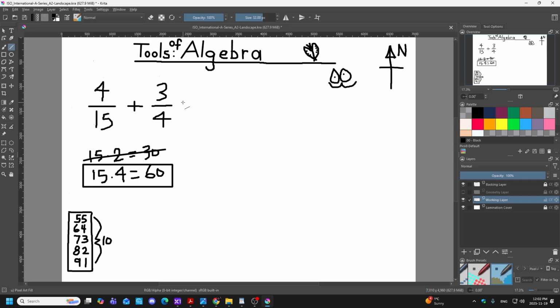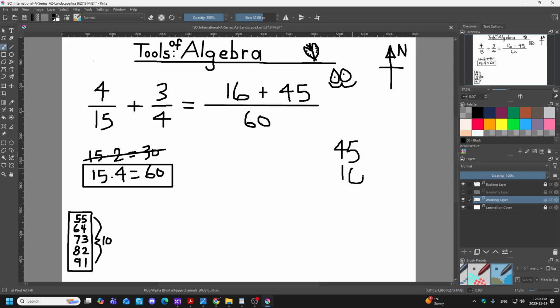Okay, continuing to work. 60. Four times 4 is 16. Plus 15 times 3, that's 30, 45. Long math here, I guess. Plus 11, carry the 1, 5, 6, 61. I get 61 over 60, which I could turn into 1 and 1 over 60.